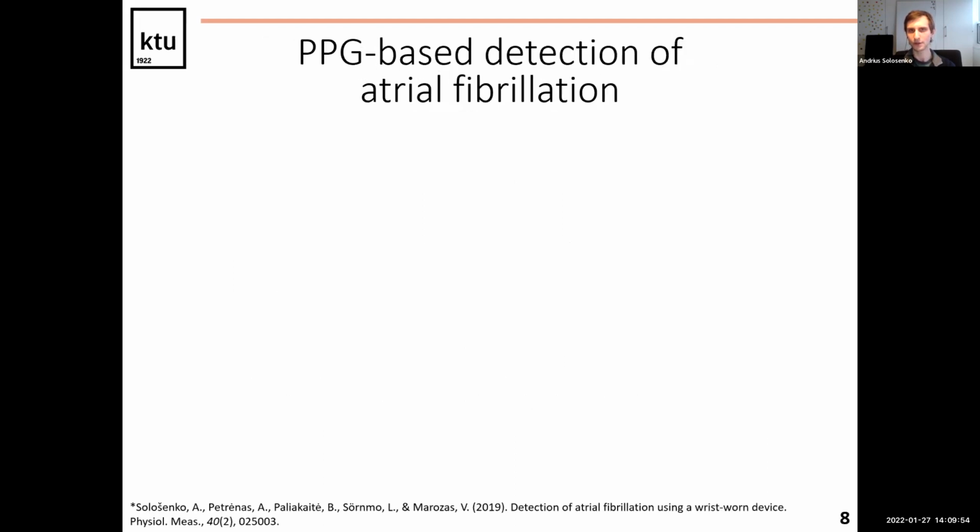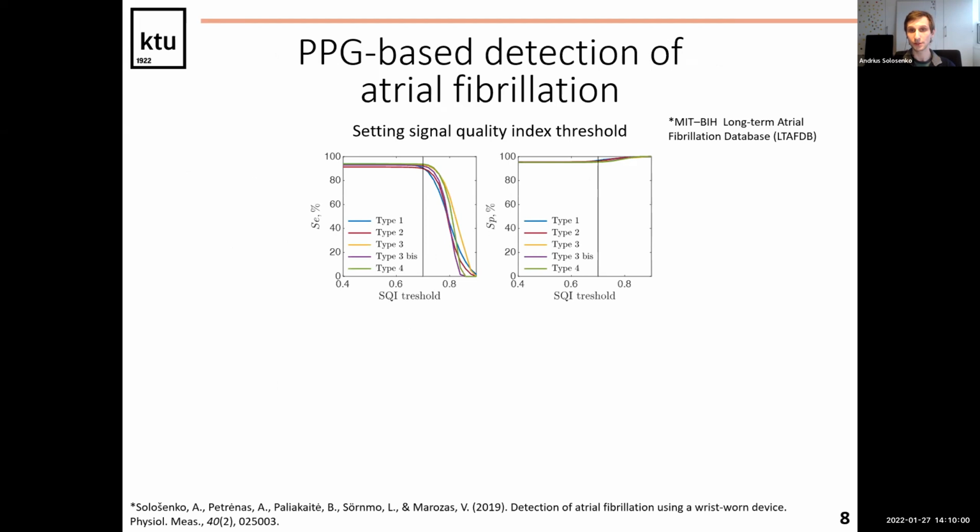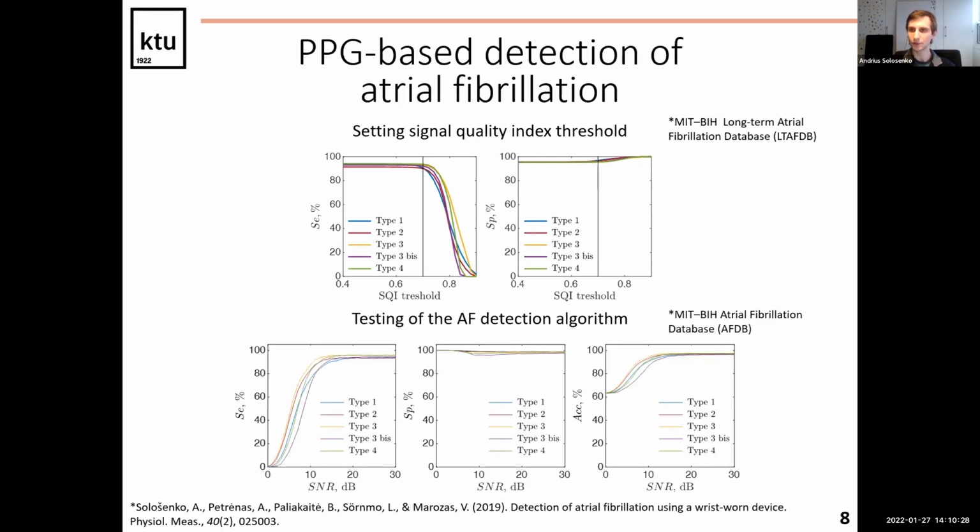So in the application where we used it for the atrial fibrillation detection, it was used for the setting of some of the parameters. For example, the threshold for signal quality assessment. And we use signals from long-term atrial fibrillation database from PhysiNet to generate the PPG signals. And these PPG signals with different pulse types were used to set the SQI threshold. And another known database, the popular one, which is FDB, was used to assess the developed algorithm by changing the SNR.